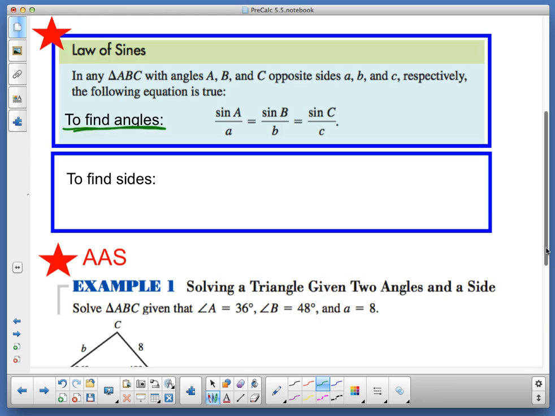When I'm finding angles, I want to use this relationship. They're ratios. The sine of the angle over the side opposite that angle is the same as the sine of the other angles over their appropriate opposite sides. But if I'm ever going to find the sides, I'm going to do the reciprocal. So I want to use this. So flip them upside down because working the algebra becomes easier. Okay, I mean, just straight up and being forward about it.